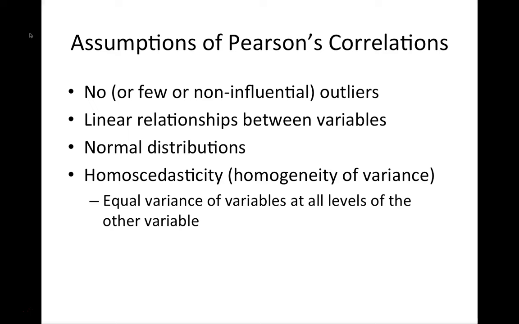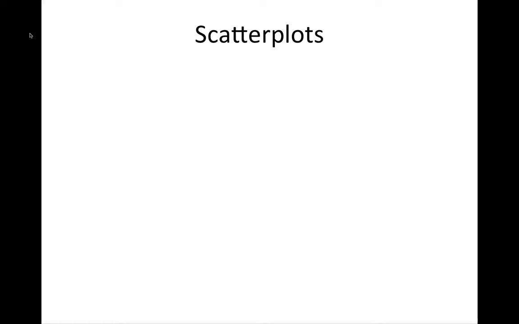And that's equal variance of the variables at all levels of the other variable. And I'll show you a little bit about how we try and evaluate that. So one of the main ways that we evaluate most of these assumptions is by looking at scatter plots. I think we've looked at these once before, though I don't recall.